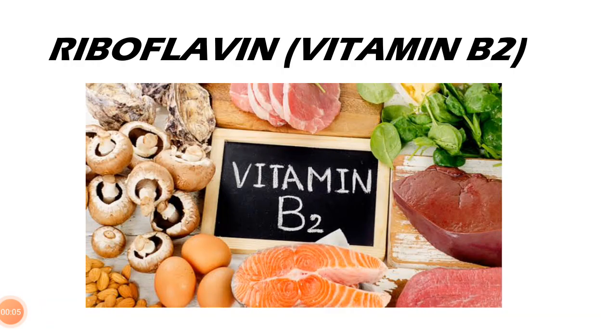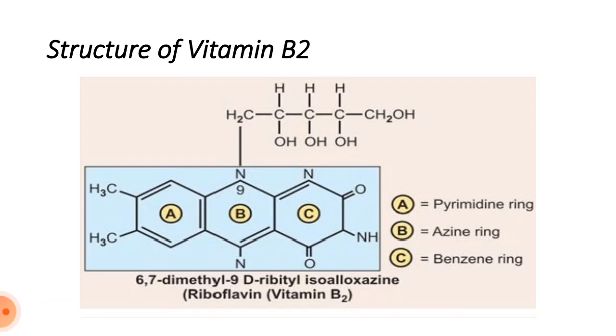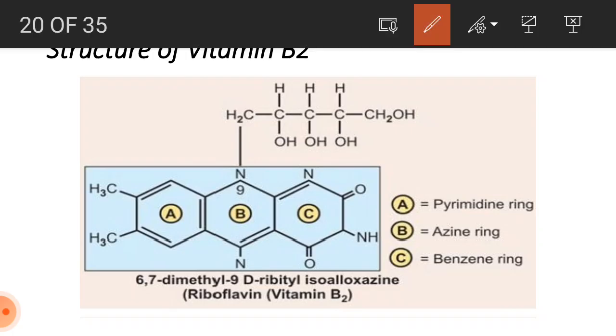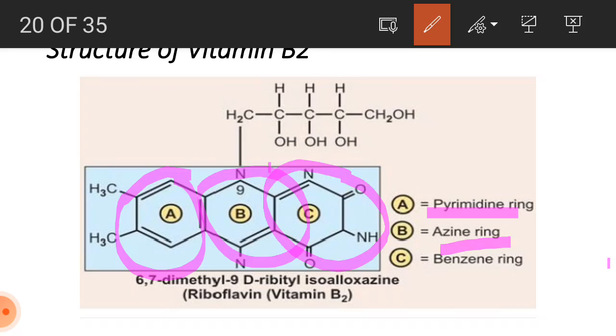So now let's look at riboflavin or vitamin B2. Vitamin B2 is also called riboflavin. This is the basic structure of riboflavin or vitamin B2. This portion over here is a pyrimidine ring. The B portion is the azine ring, and the C portion over here is the benzene ring.